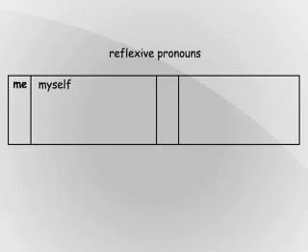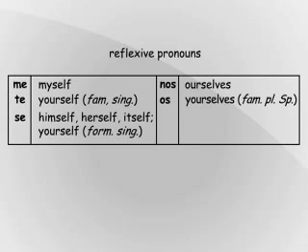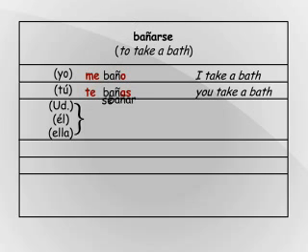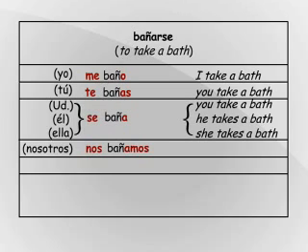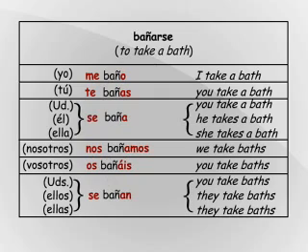Me, te, se, nos, os, se. Now look at the verb conjugation of bañarse, a common reflexive verb. Note how the reflexive pronouns and verb form match because the person doing the action, the subject, is also the person receiving the action. Me baño, te bañas, se baña, nos bañamos, os bañáis, se bañan.